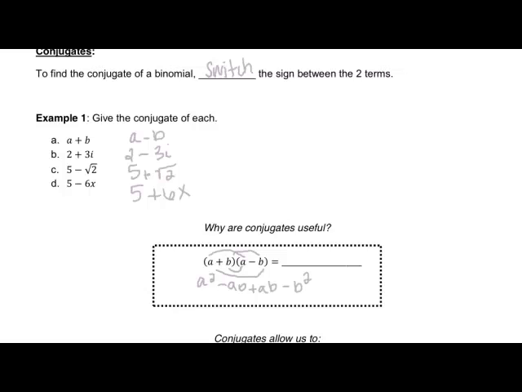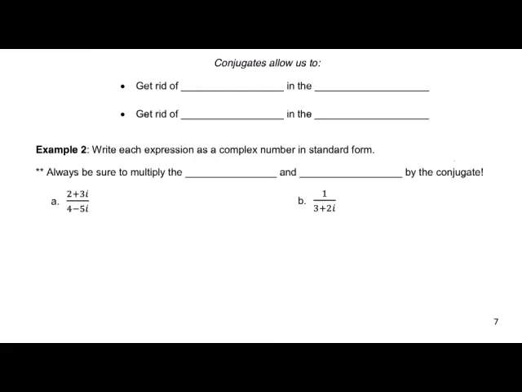And remember, this is one of those cases where our middle terms will cancel out, and we're just left with a squared minus b squared. So by multiplying by the conjugate, we can get rid of those middle terms. You're going to see why that's important when we're looking at imaginary numbers in just a second. So conjugates allow us to do a couple of different things. The first one, it allows us to get rid of radicals in the denominator. It also allows us to get rid of imaginary numbers in the denominator. So we know that we can't have radicals or imaginary numbers because imaginary numbers are square roots or radicals. So we can't have either of those in the denominator.